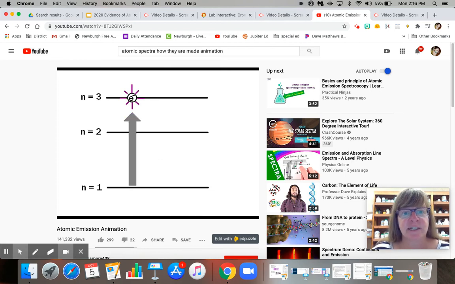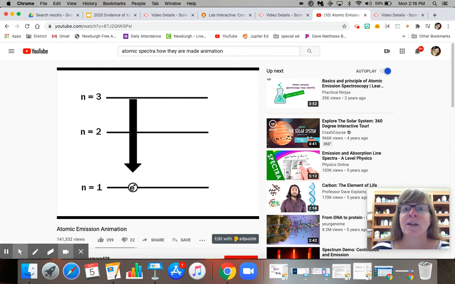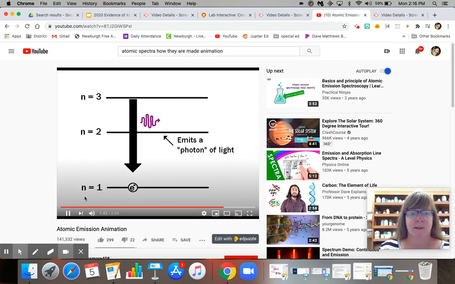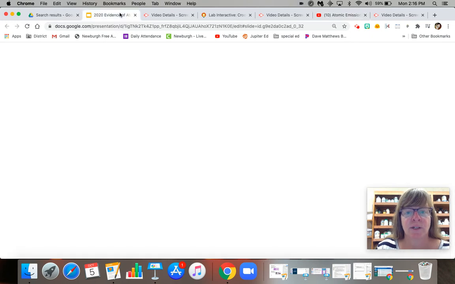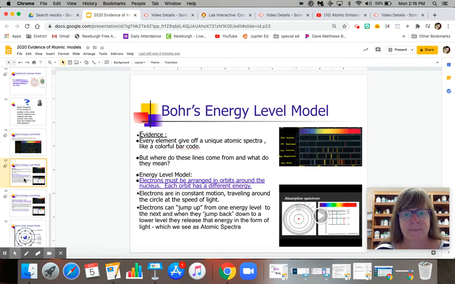And that excited state is unstable. That electron won't stay there and will, again, jump back down and release that extra energy in the form of light. And since it was more energy, it'll be a different color light, in this case, violet. And that's how those lines of color, the atomic spectra, are made. Every element is unique because it has a unique set of electrons in their energy levels. This was his idea. So every element gives off a unique atomic spectrum, a colorful barcode, kind of like a fingerprint.